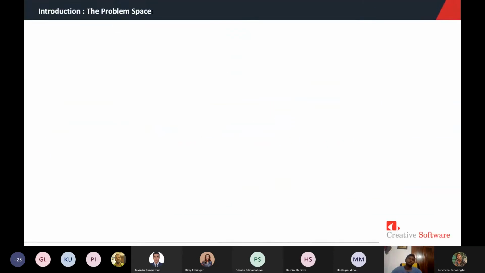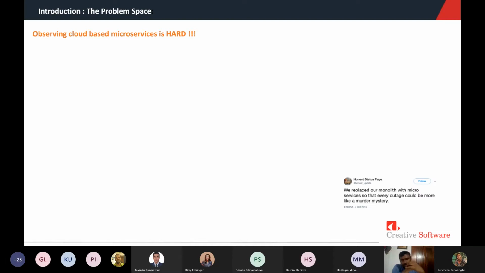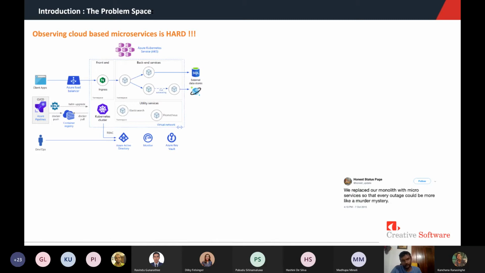Then moving on to the next slide. Let's look at what kind of challenges microservices will bring into your cloud-based environment, what makes it harder for you to monitor a cloud-based microservices setup. If I just say, okay, observing cloud-based microservices is hard, if you agree, I can move forward, but it's better to stay here and discuss this problem space a little more. Then we can see how we can solve these problems going forward.